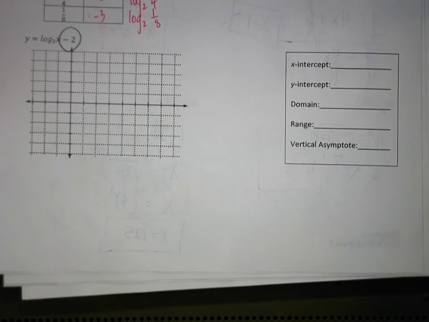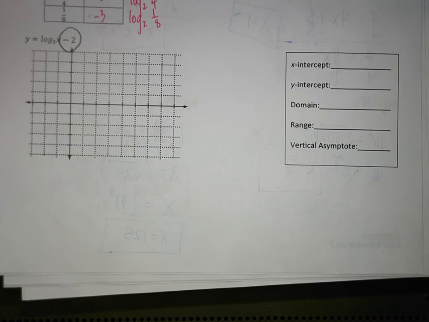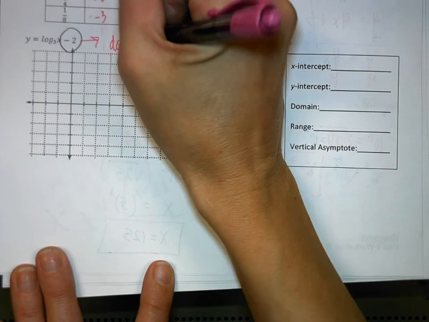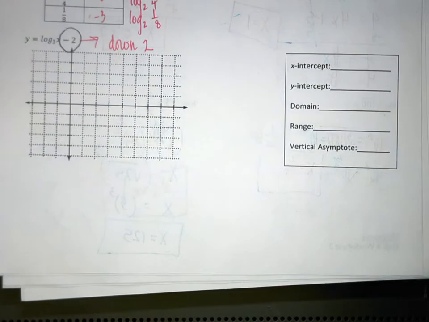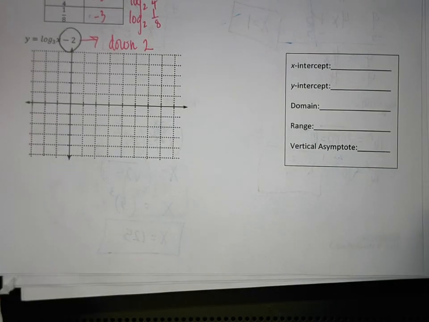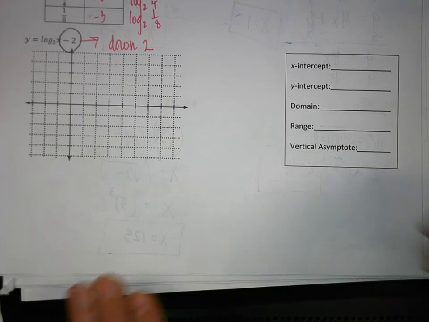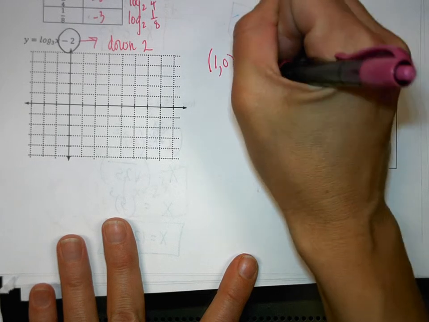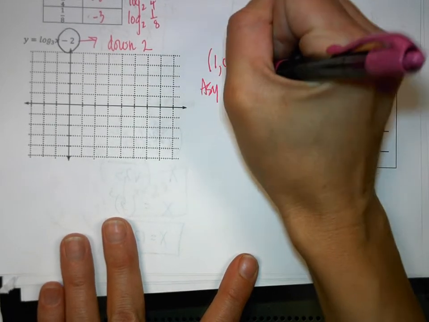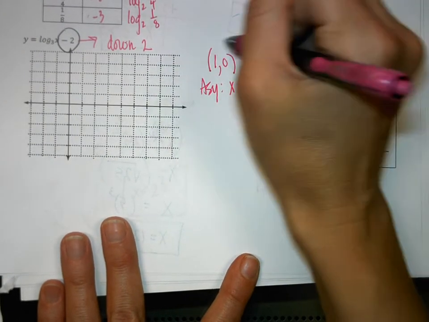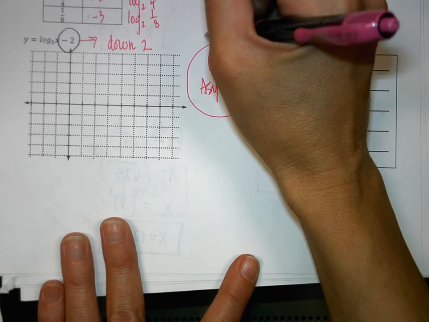Down 2. So remember, when we're going left and right, it's usually with x in parentheses, correct? And this right here is not in parentheses. And so this right here just means that you would go down 2. Okay, so we know that we're going to have a point at 1, 0 to start with. And then you have an asymptote at x equals 0. Okay, so this is kind of like your starting points.